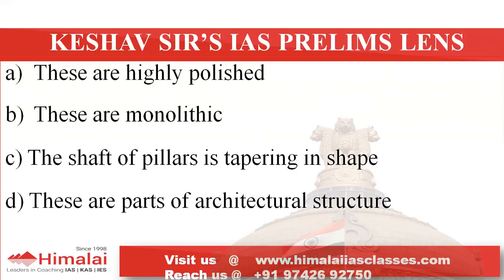Going by this understanding, option A, B, C are correct. Option D is not true because they were standalone structures, not accompanied by any other form of structure like stupa or any viharas. So the incorrect statement here is option D. Please try to go through important pillars of Ashoka.